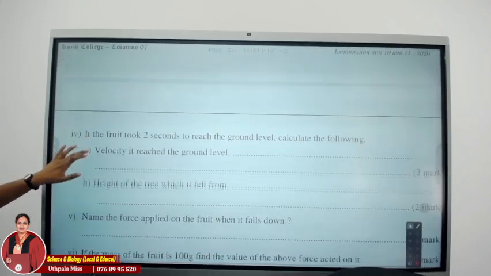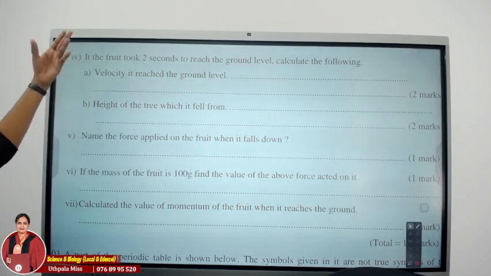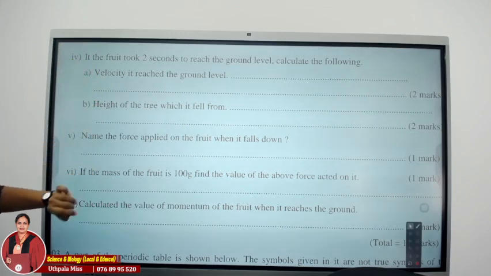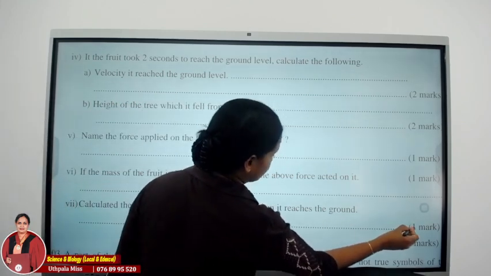Right. Then, if the fruit took 2 seconds to reach the ground level, calculate the following. Velocity it reached the ground level. If the fruit took 2 seconds to reach the ground level, calculate the following. So, for it to reach the ground level, it has taken 2 seconds, right?